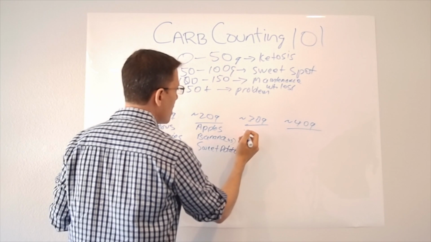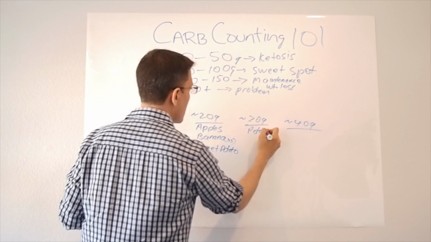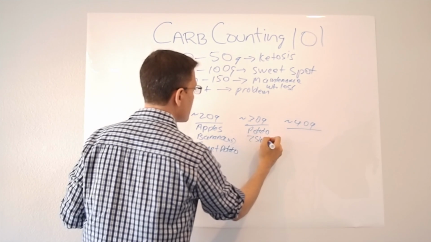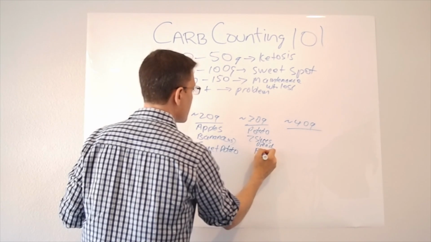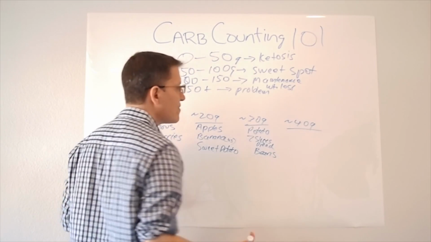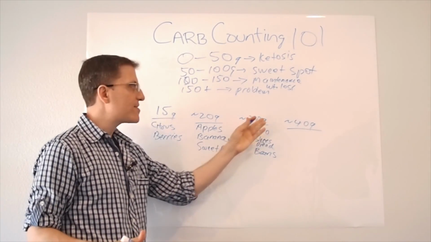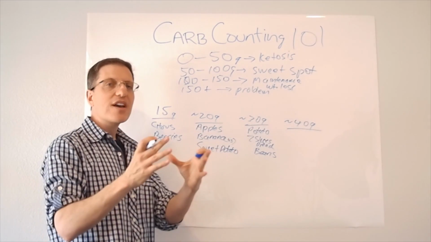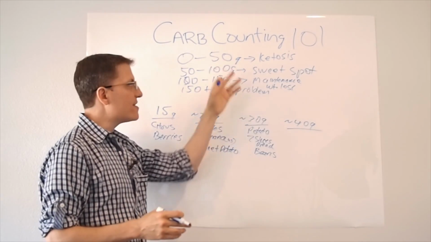Then at 30, we have potato, and we have 2 slices of bread, and we have beans. Now, beans have different fiber content, so not every bean is exactly 30. Maybe it's 35, maybe it's a little less than 30. But again, I think you get the point that you can get the right number so that you know where you are in these categories up here.